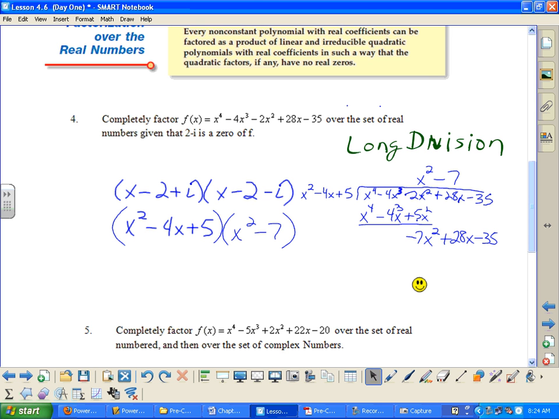Now the one thing it says here is factor over the set of real numbers. Okay. So since I'm doing it over the set of real numbers, then x squared minus 7 is fine for my other factor then.